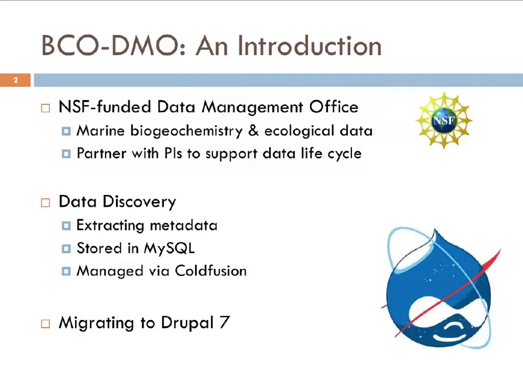So what we try to do when we receive data from a PI or a researcher is extract out that metadata. We're talking about the parameters, the instruments that were used, the cruises that data might have been on, who collected it, who funded that data, the projects. All that information, we try to log and store in MySQL. And then that is managed by a ColdFusion UI by our data managers. And it's that ColdFusion process that we're going to migrate over to Drupal 7.